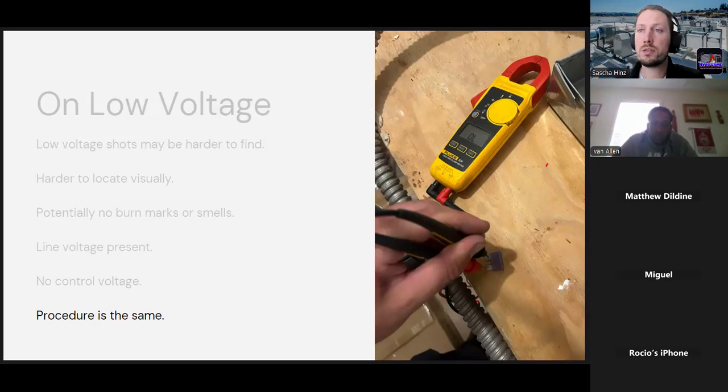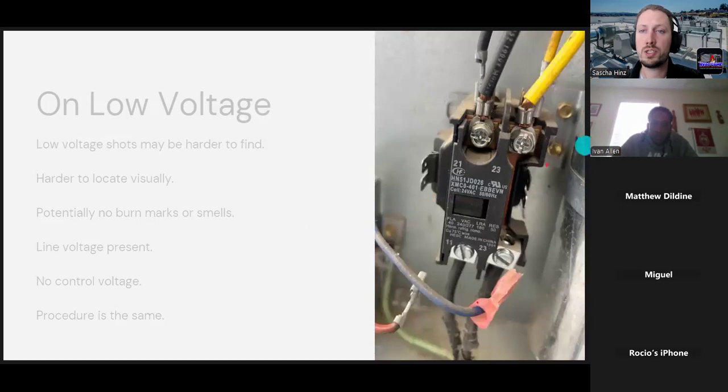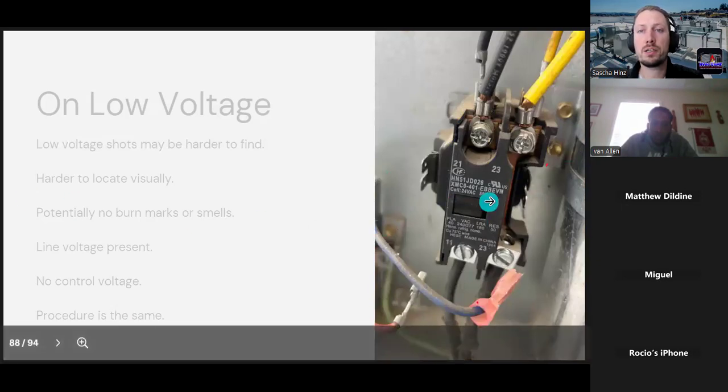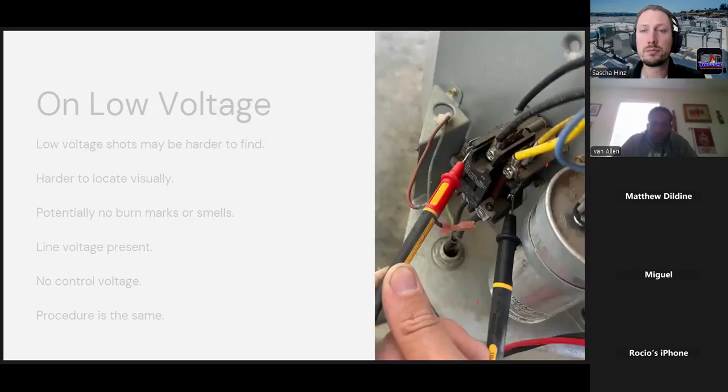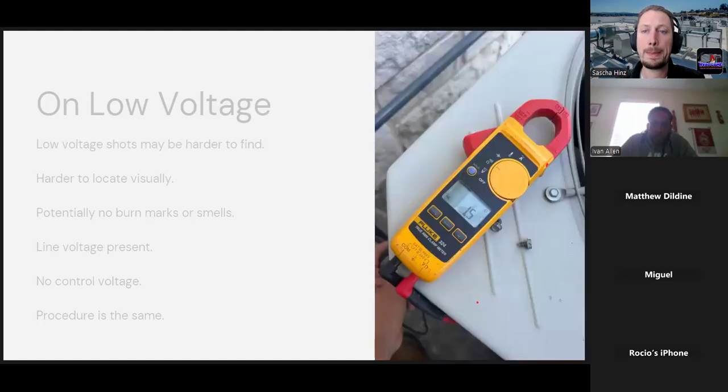So here, next picture, you can see this is on the condenser. This is our contactor. Now what you would do is you have your coil here, this and this. You just put your leads on it like so, and you check what you get as resistance. And obviously here we're reading 1.5. So that's how we trace the low voltage problem in this specific scenario.